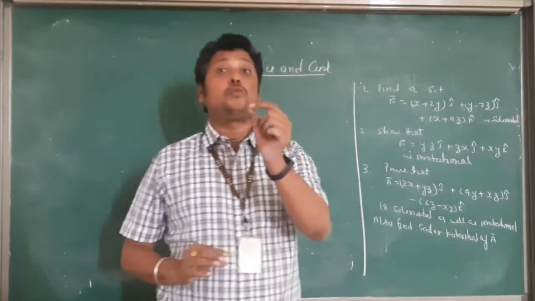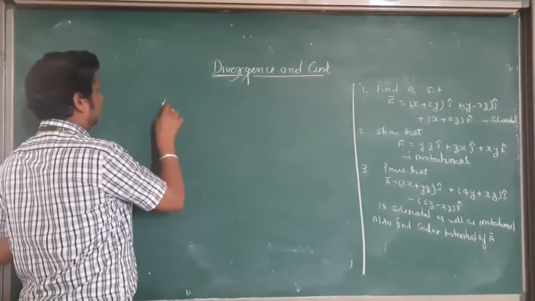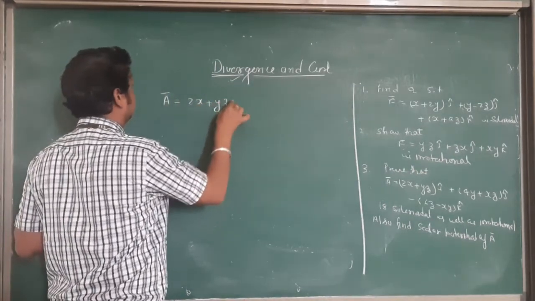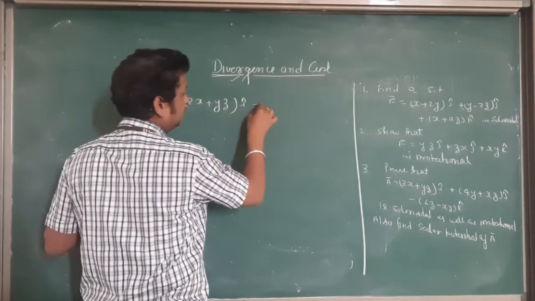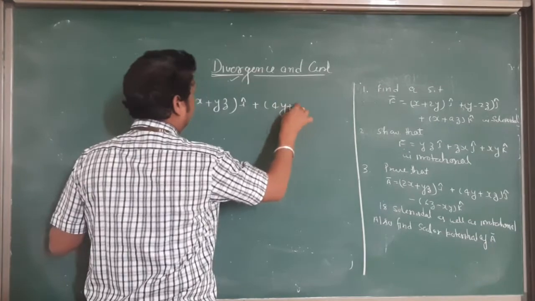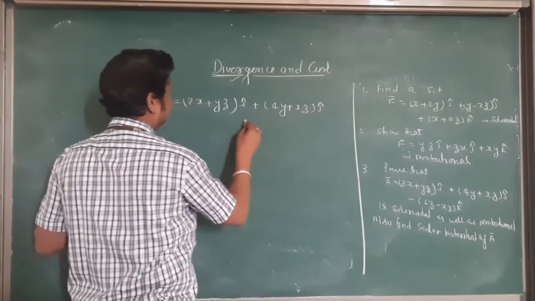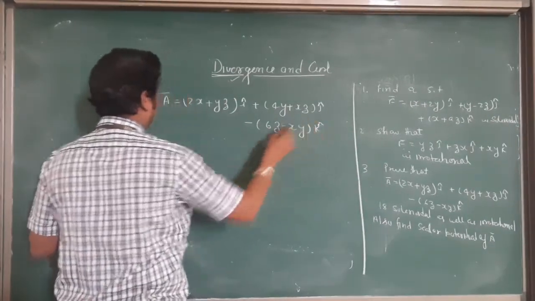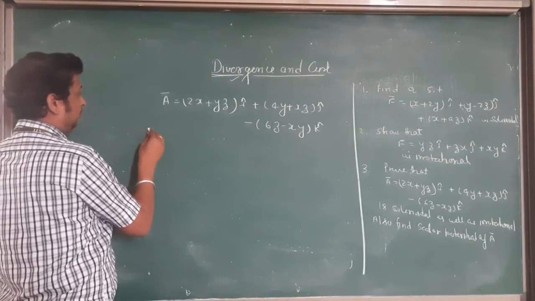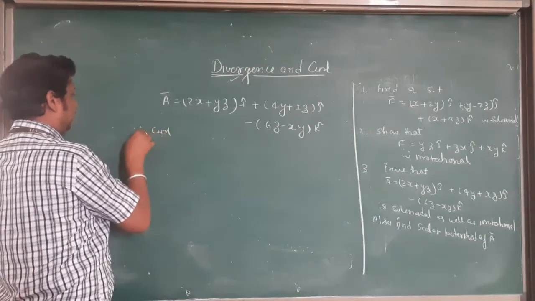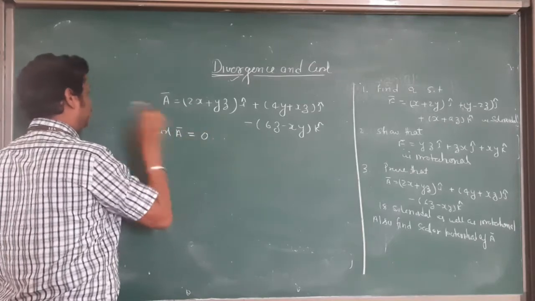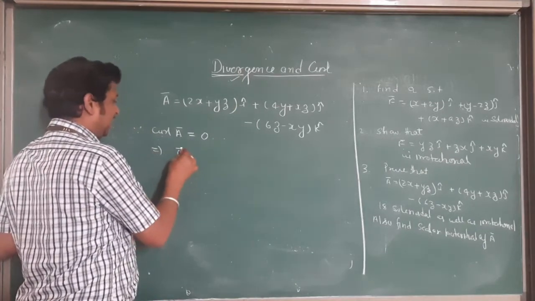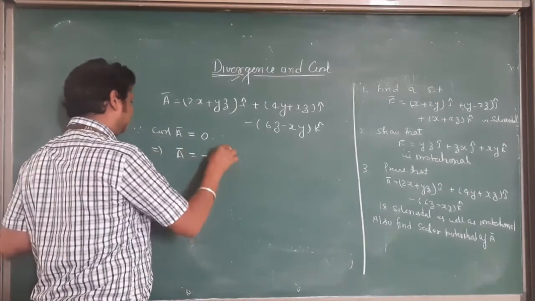Now, how do we calculate the scalar potential? A is given as (2x plus yz) i cap plus (4y plus xz) j cap minus (6z minus xy) k cap. First, the curl of A is 0, which you can do by yourself. So it means A we can write as minus del phi.